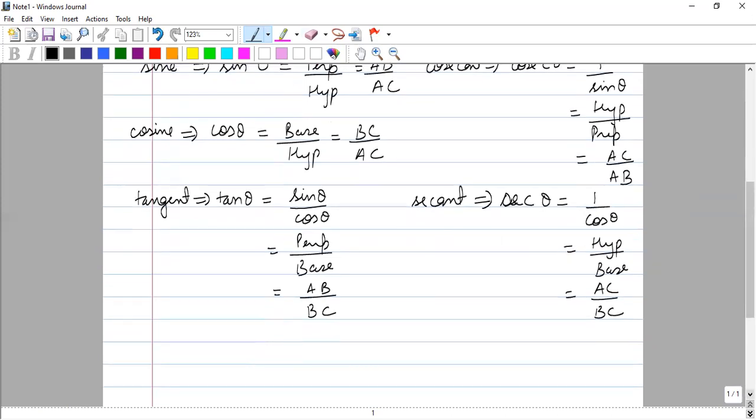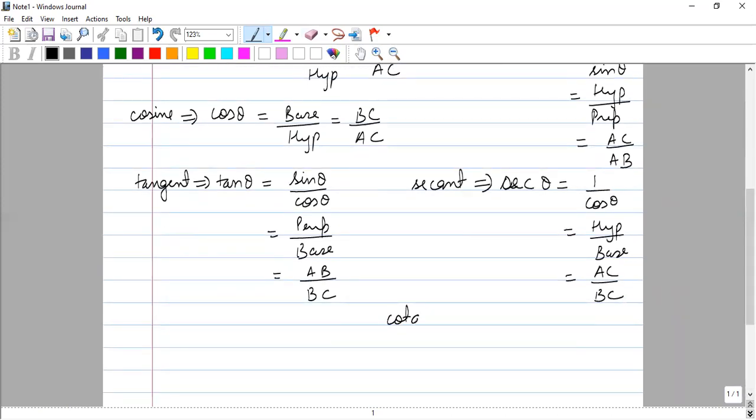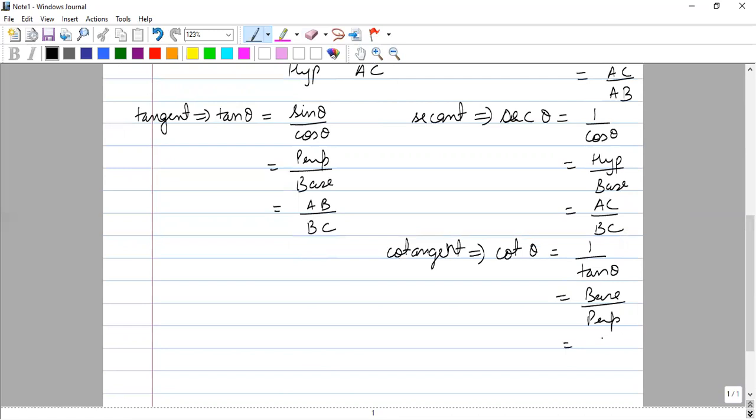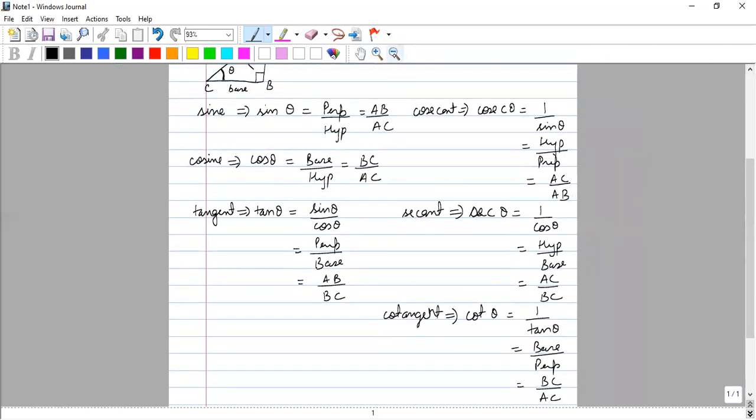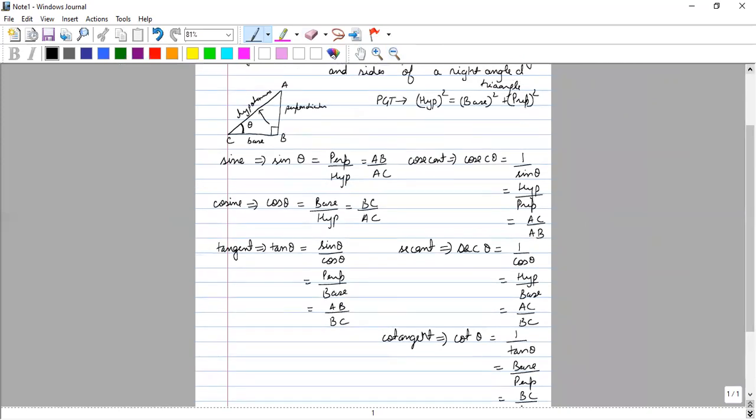And then last is cotangent. It is the reciprocal of tangent. In short, we say cot theta. Cot theta will be the reciprocal of tan, so it will be 1 upon tan, and it will become base upon perpendicular. Base here is BC and perpendicular is AB in the given situation. So these are the 6 types of trigonometric ratios which can be applied in a right angled triangle.